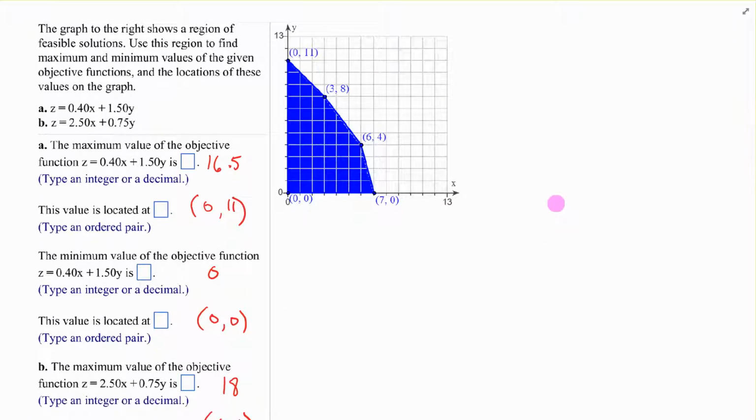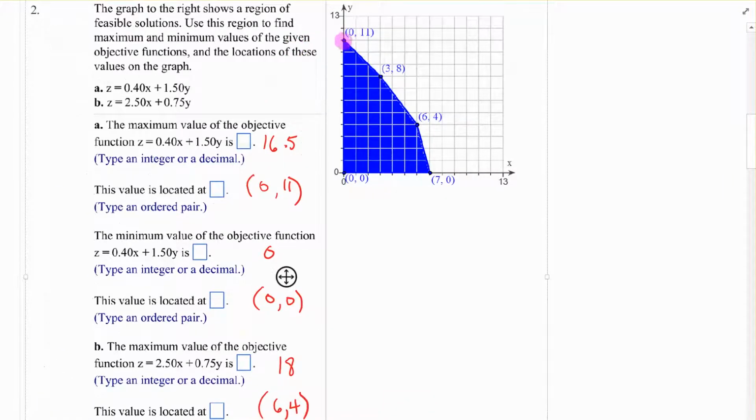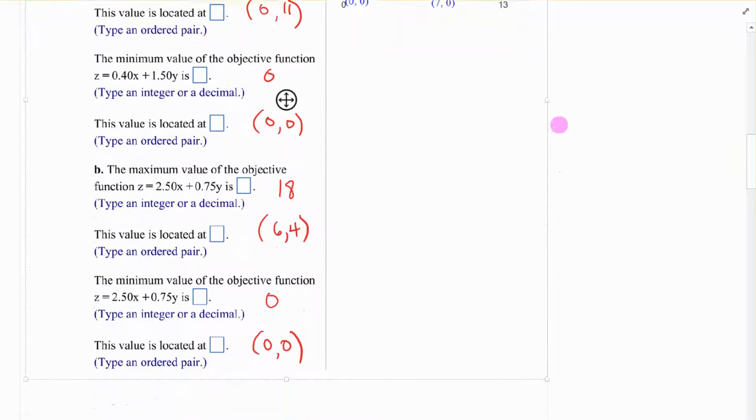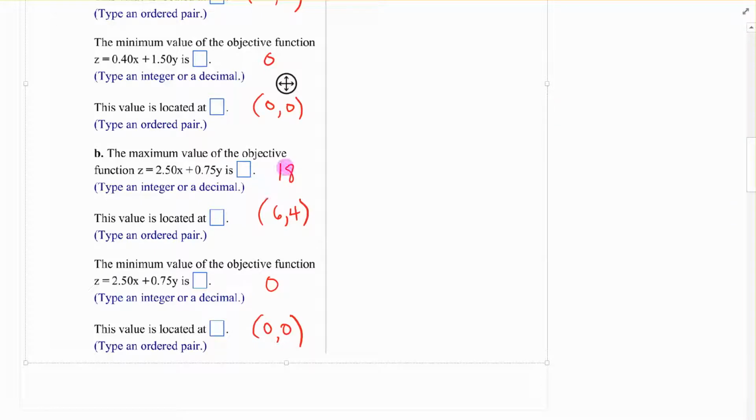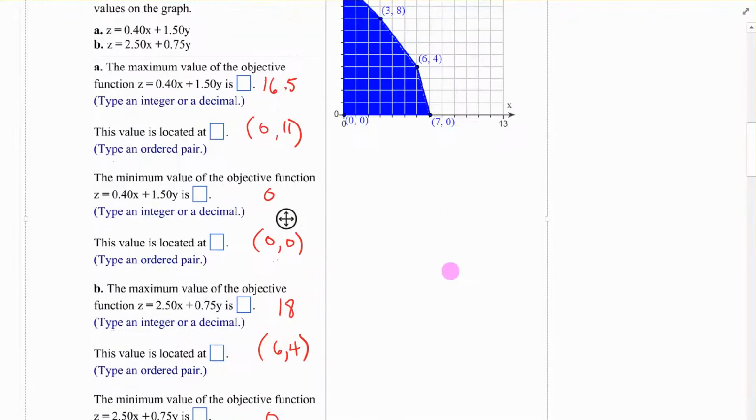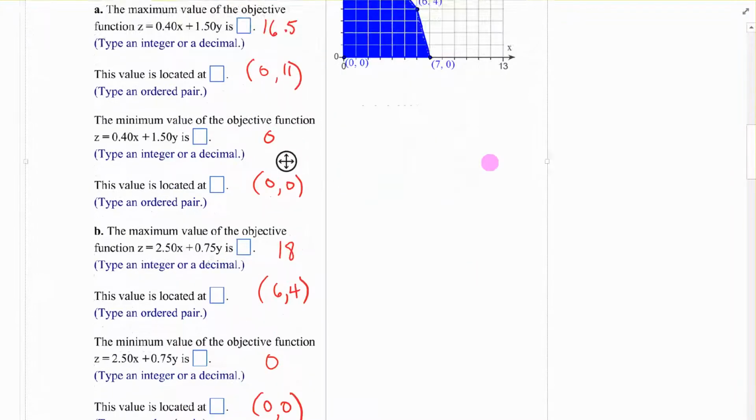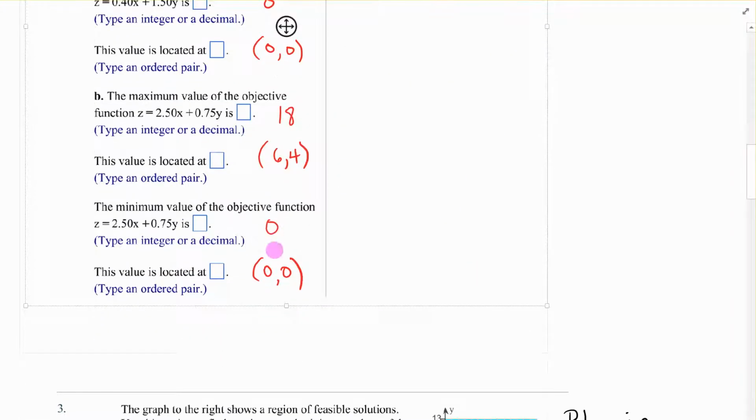Same thing with this one, and I didn't show the work, but you are plugging in the corner points. The maximum of the function is 16.5 and occurs here at (0, 11). The minimum value is 0 and it occurs at (0, 0). The max is 18 for that function and it occurs at (6, 4), and the min is 0 at (0, 0).